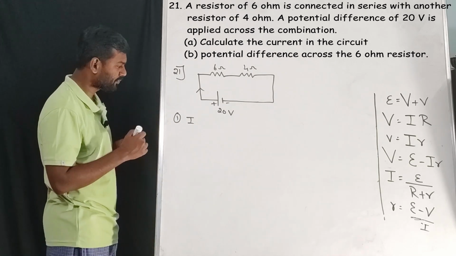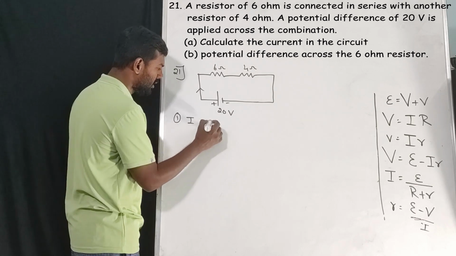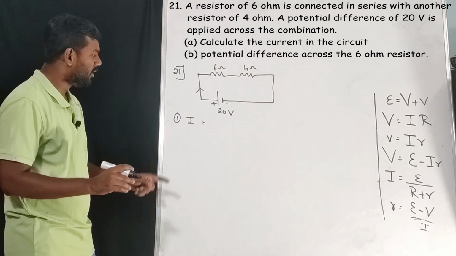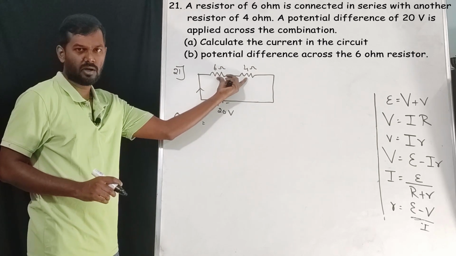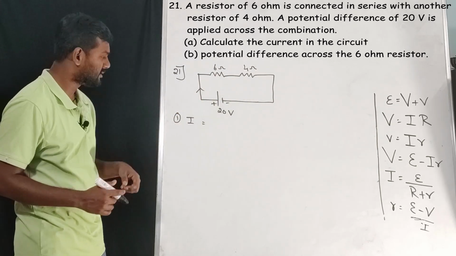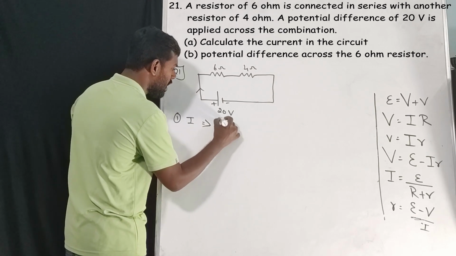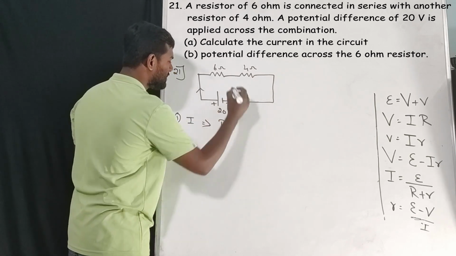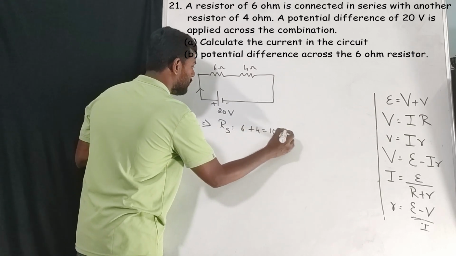Okay, now so we have to find current in the circuit, correct? Listen, to find current in the circuit, first we have to find the equivalent value of resistance, correct? So before this one, Rs, these two are in series, right? So this will be 6 plus 4 is equal to 10 ohm.